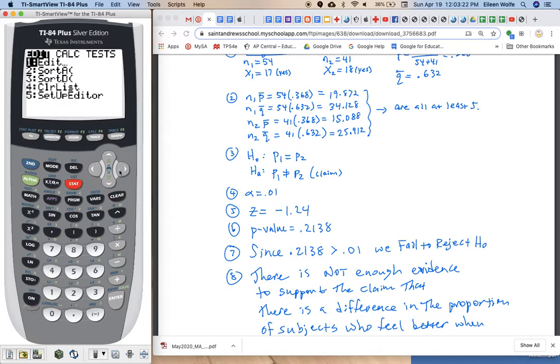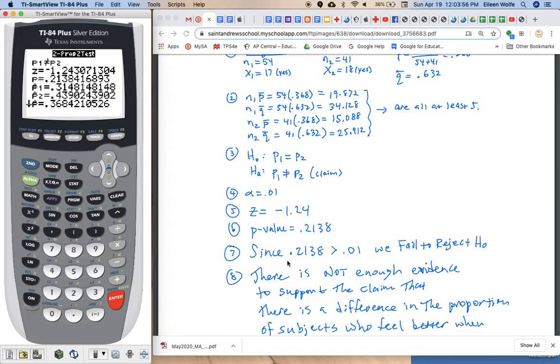So STAT TESTS menu, option 6, and we go and put the data in. In the magnetic group, we had 17 people feel better out of the 54 people in the group. In the other group, we had 18 feel better out of the 41 people in the group. This is a two-sided test, so toggle to that, calculate the z-test statistic, and there we go. Steps 5 and 6. z is negative 1.24, the p-value 0.2138.